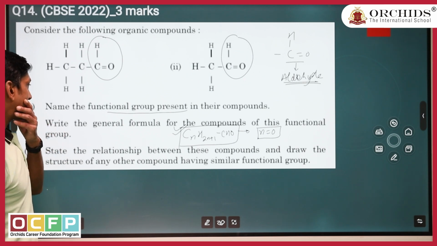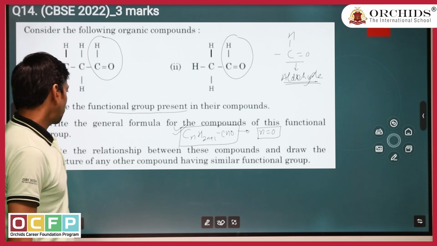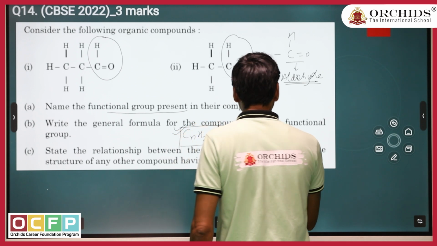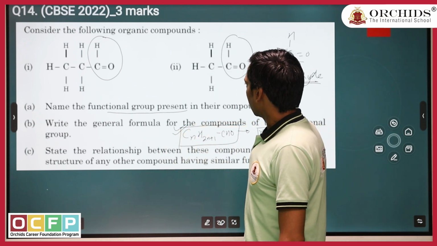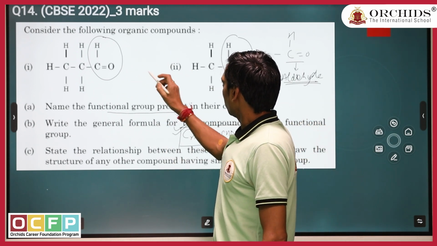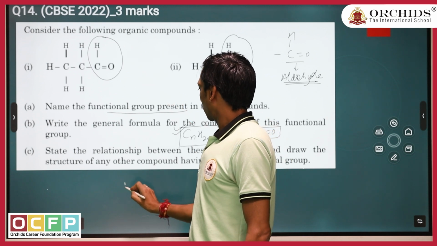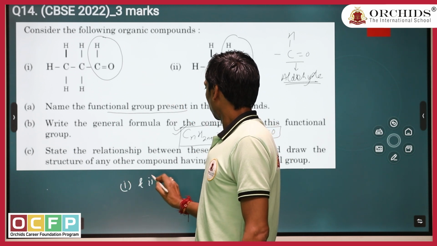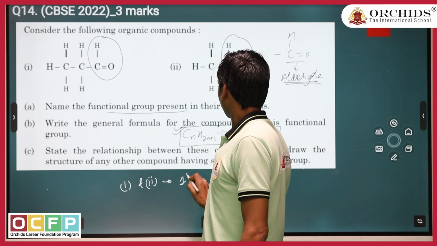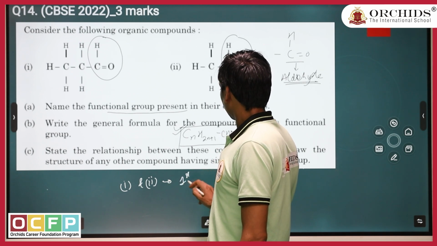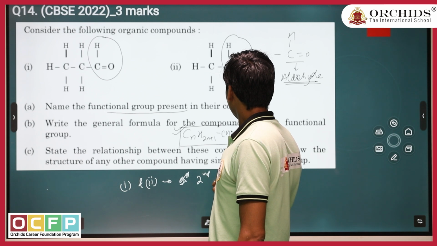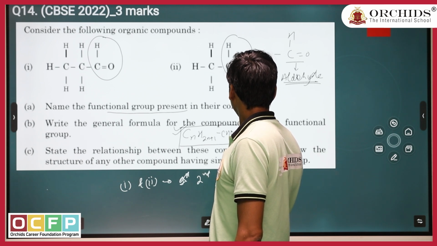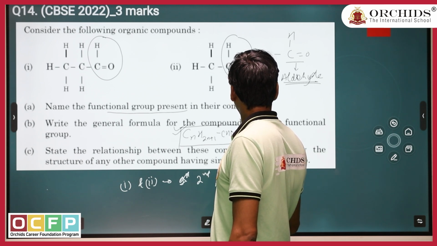Next, state the relationship between these compounds and draw the structure of any other compound having the similar functional group. What is the relation between them? Compounds number 1 and 2 are the second and third members of the same series, the aldehyde series.